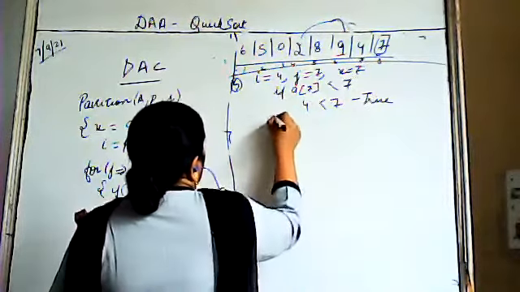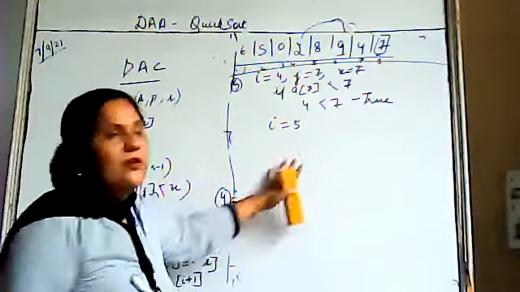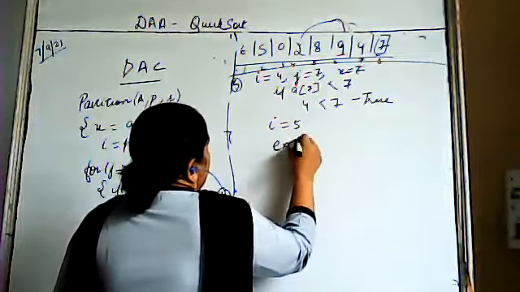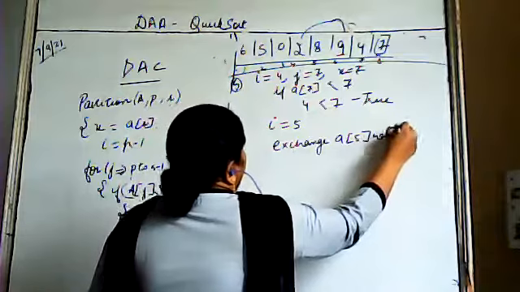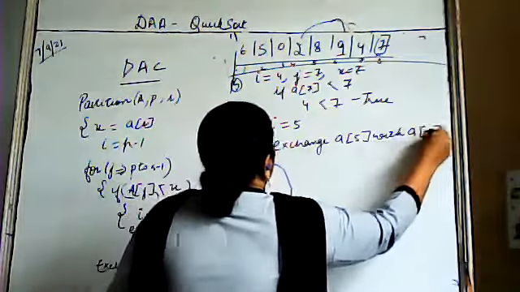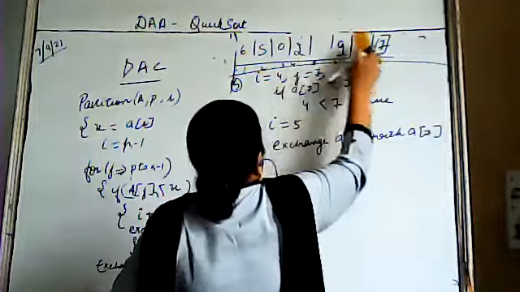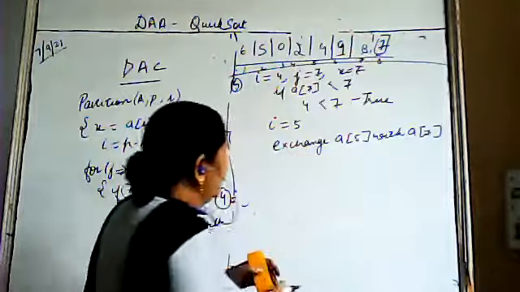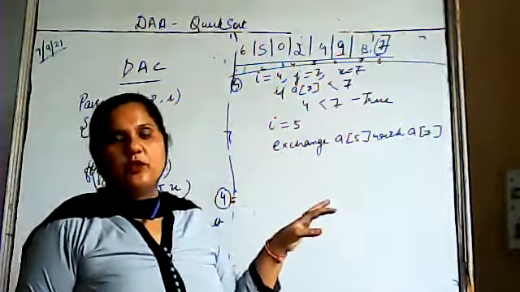Increment I, it would be 5. Then exchange A5 with A7. So after exchanging, 4 will be here and 8 will be here. Now we will not go to the 8th position because we have to stop the loop here.